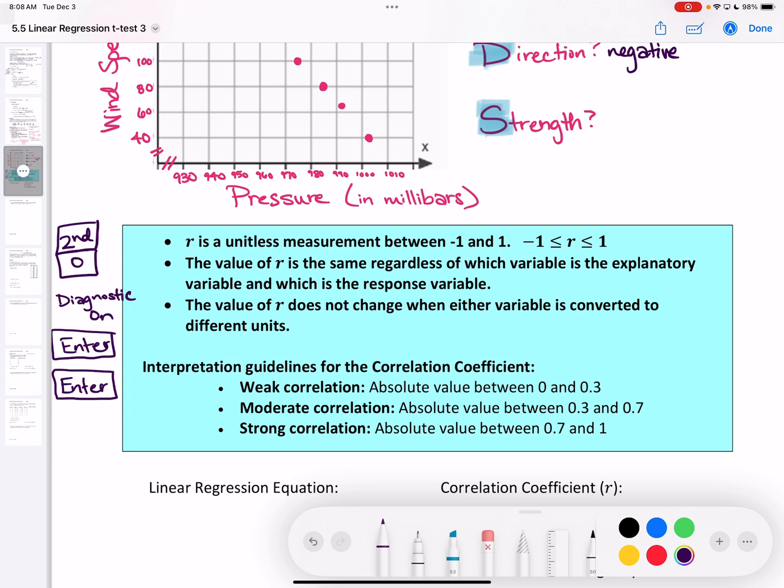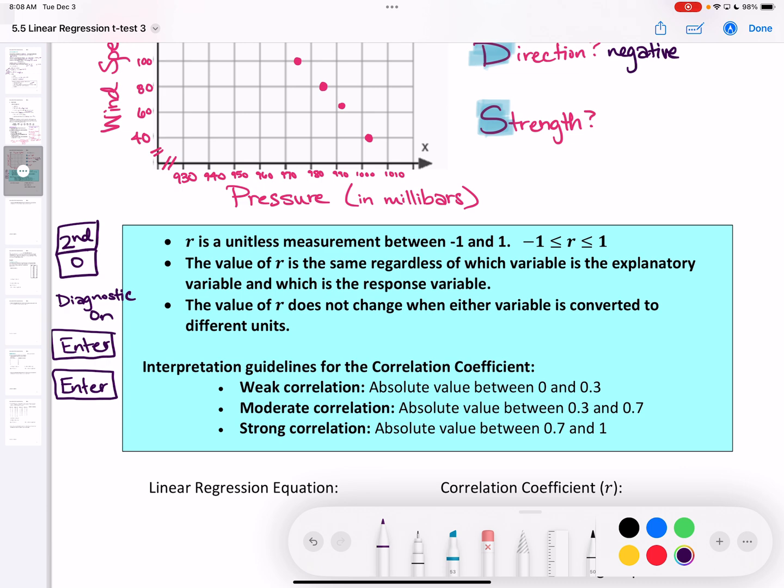So R is a unitless measurement between -1 and 1, okay? So if it's negative, that's because the direction is negative. If it's positive, that's because the direction is positive, okay? If it has a -1, that means it perfectly fits. So it's going to be in a perfect straight line, okay? And that means as X increases by 1, Y is decreasing by 1. Increase by 1, decrease by 1, or 2 and 2, whatever, okay?